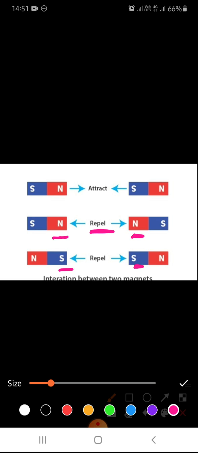And whenever two unlike poles come in contact with each other, like north and south, they are unlike, so they will attract each other. They will try to come closer to each other. So we can say that unlike poles or opposite poles attract each other, while like poles or similar poles repel each other, go away from each other.